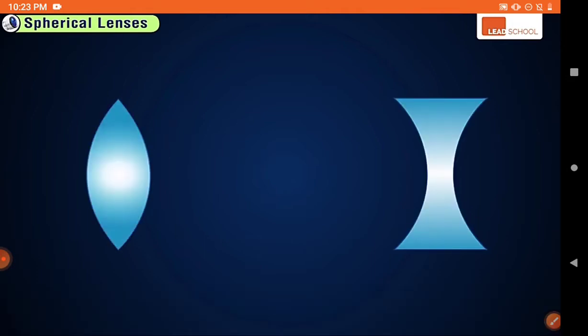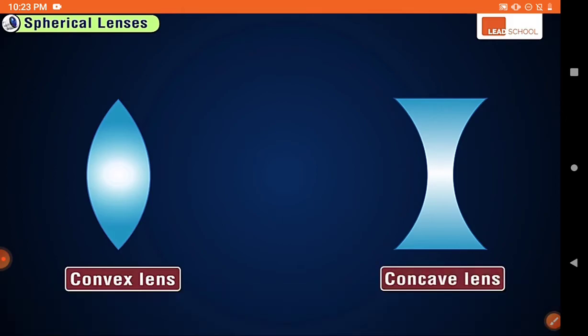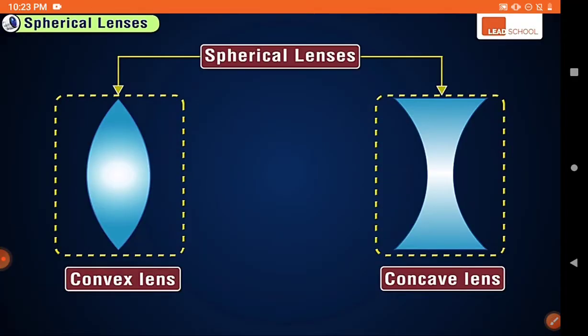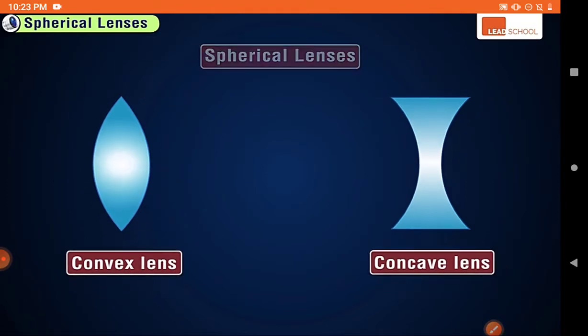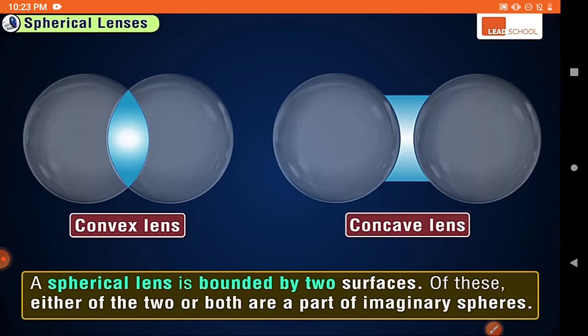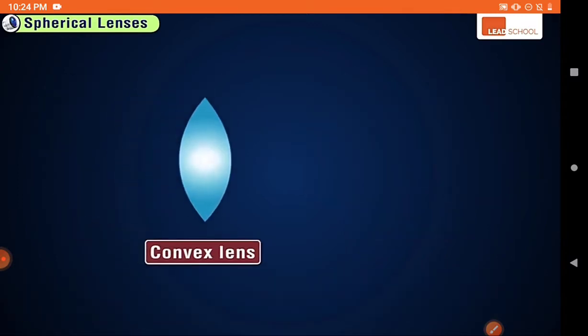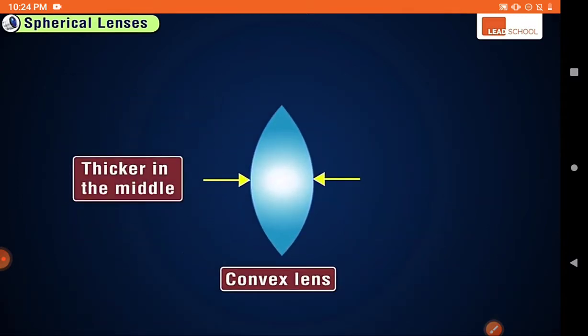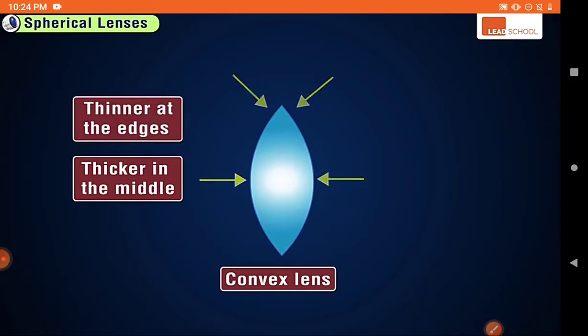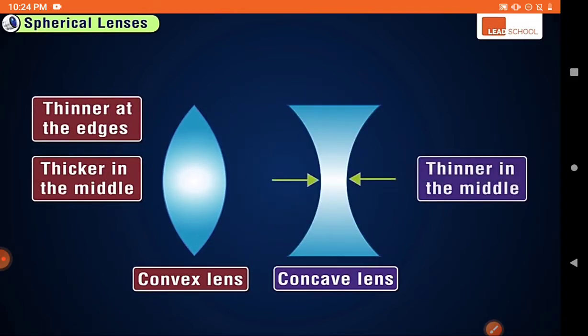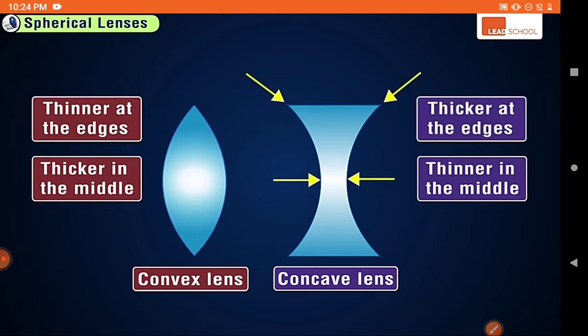There are two kinds of lenses that are commonly used, convex and concave lenses. We refer to these lenses as spherical lenses. But do you know why they are called spherical lenses? They are called spherical lenses because a spherical lens is bounded by two surfaces. Of these, either of the two or both are a part of imaginary spheres. A convex lens is thicker in the middle and thinner at its edges. However, a concave lens is thinner in the middle and thicker at the edges.